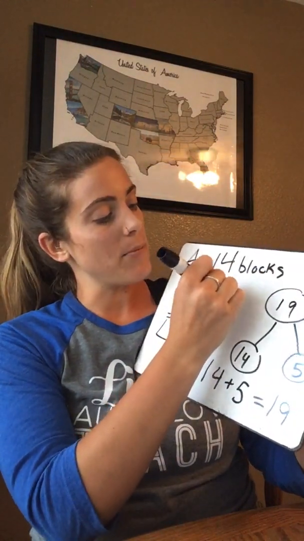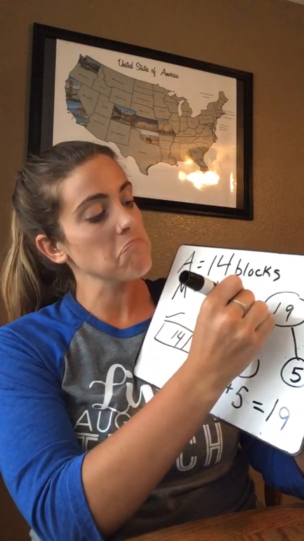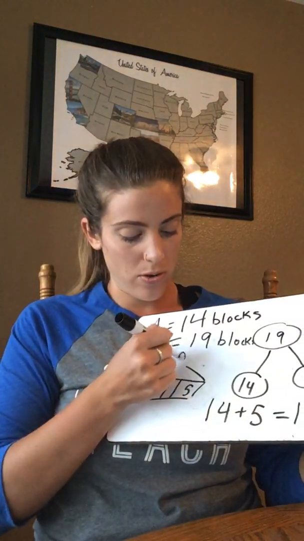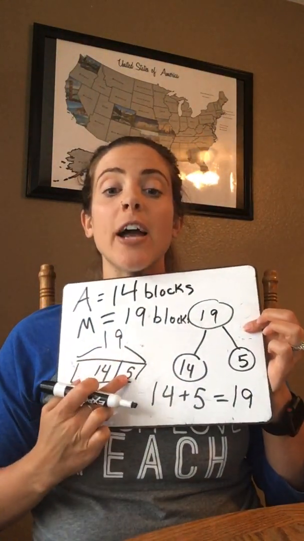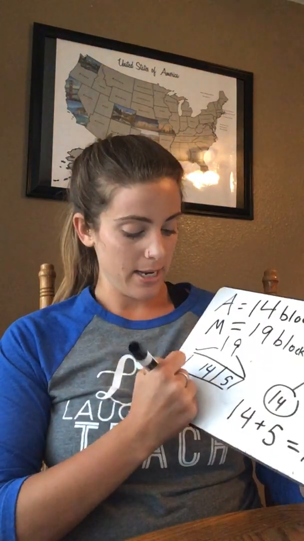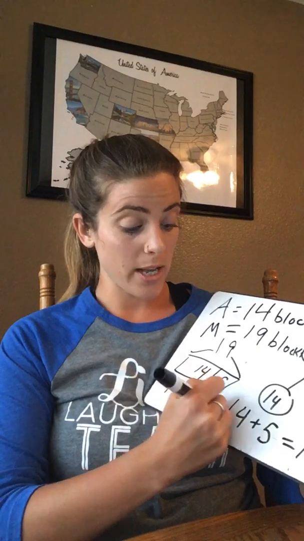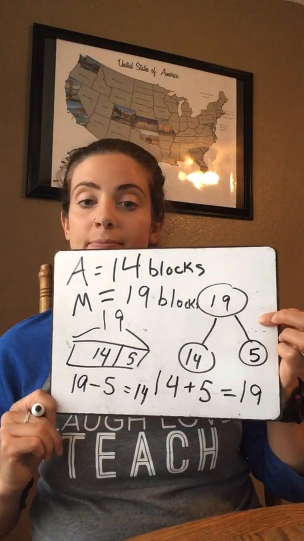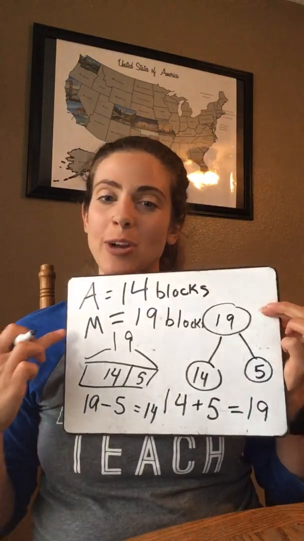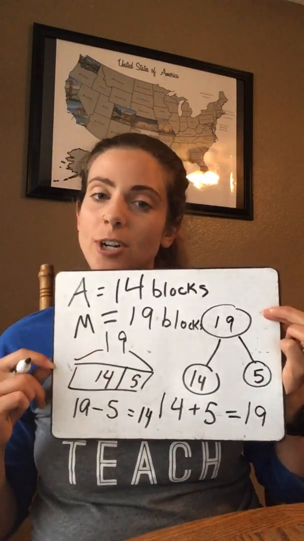Does that make sense that Miri could use 19 blocks? Yeah, you could build something with 19 blocks. That would be our whole. And is 19 5 more than 14? Yeah, if you did 19 minus 5, you would get 14. So there's a couple different ways we can show that thinking. Very cool. So Miri built with 19, Aiden built with 14.